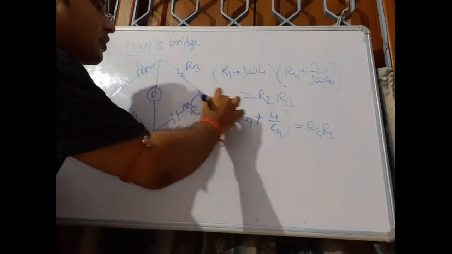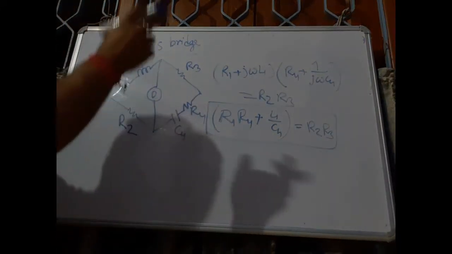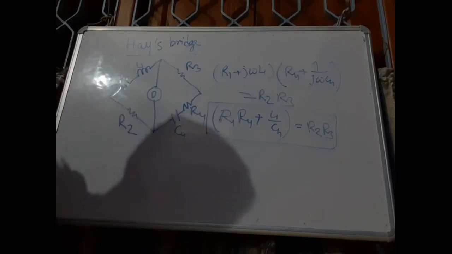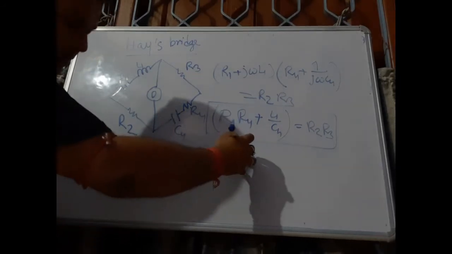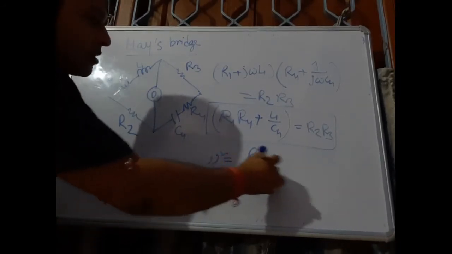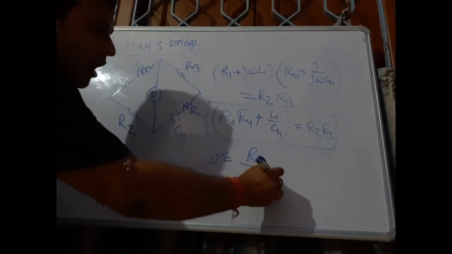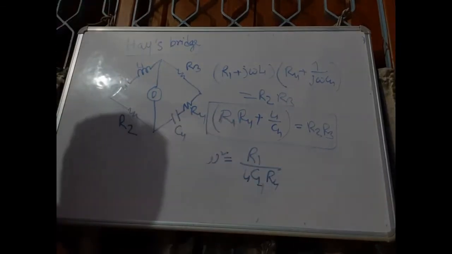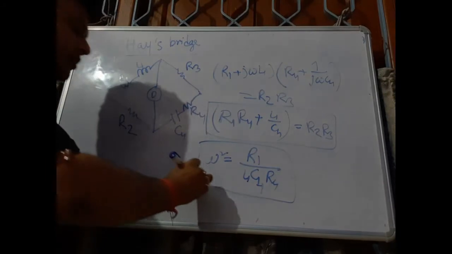This is a condition, and for the imaginary part we get omega square is equal to R1 by L1 C4 R4. This is the second condition.